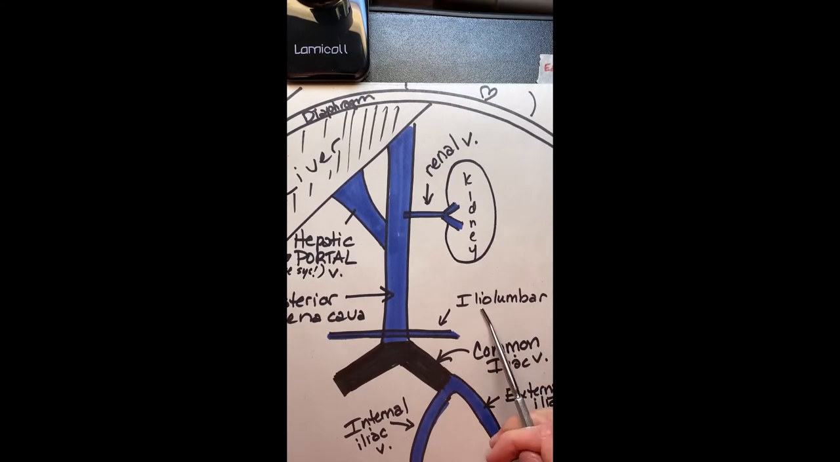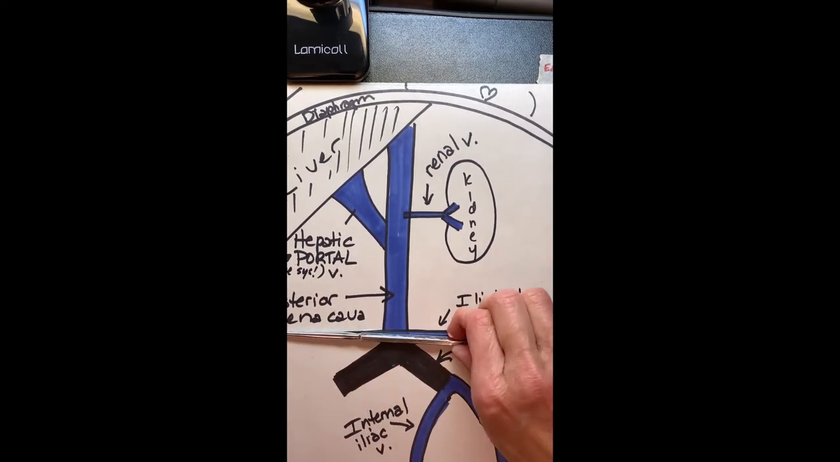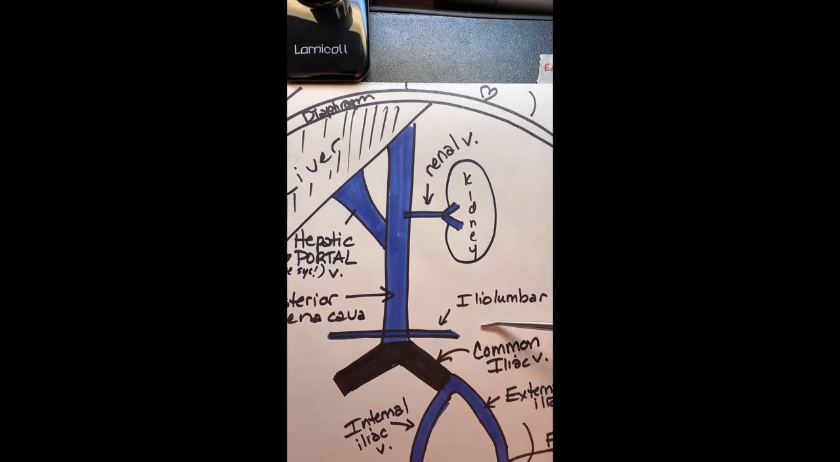Now here's the iliolumbar, and I've drawn it as a straight line. Now, of course, it's not exactly straight, but it's going to go across the hips, right? So this will be the blood coming from the lumbar region, and it'll be coming almost horizontal, more horizontal than these, more horizontal than the common iliac for certain. So you'll see an iliolumbar vein and artery just above this split.